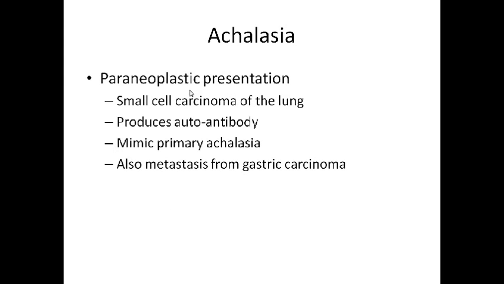We may also have a neoplasm that's presenting. It's actually mimicking a primary achalasia. It can produce an autoantibody and an autoimmune reaction. And then metastasis from gastric carcinoma can also give a secondary achalasia. So neoplasms in the thoracic cage can cause those same symptoms and mechanism.